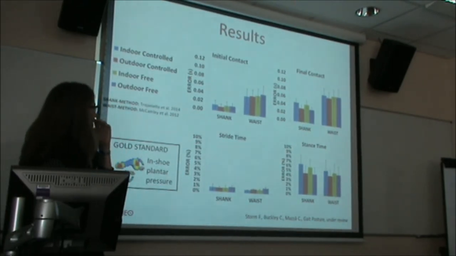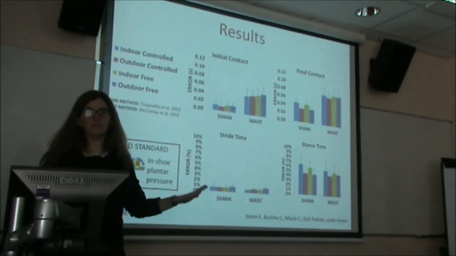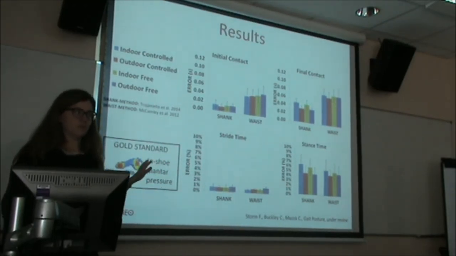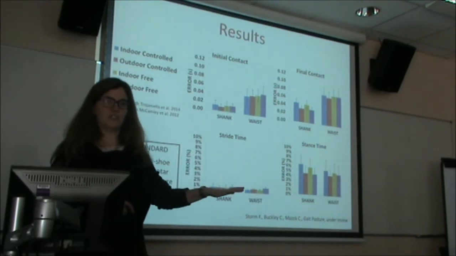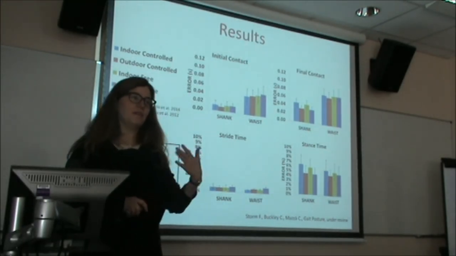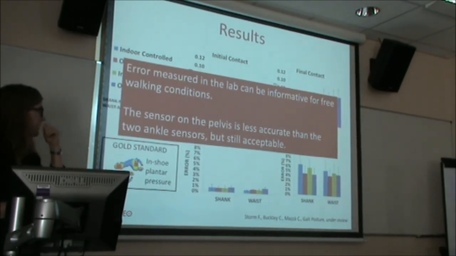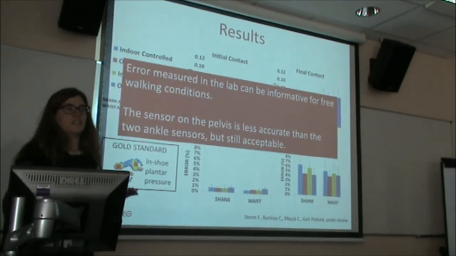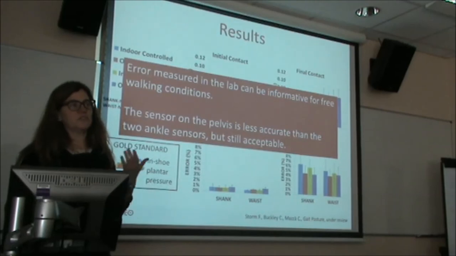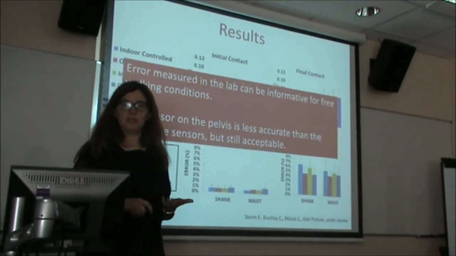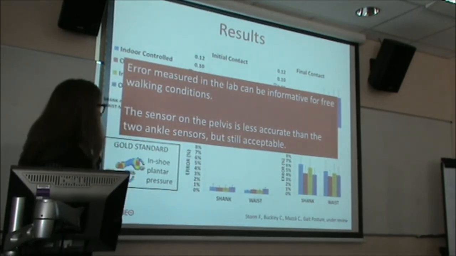But at least now we are confident that whatever we observe in the lab with those methods is quite reliable also when we let people walk freely outside. So we can really start doing a bit more validation on this as well. And as I said, the good news is also that the sensor on the waist, which is the most practical and the most commonly adopted, seems to be quite robust, and those algorithms seem to be quite robust.